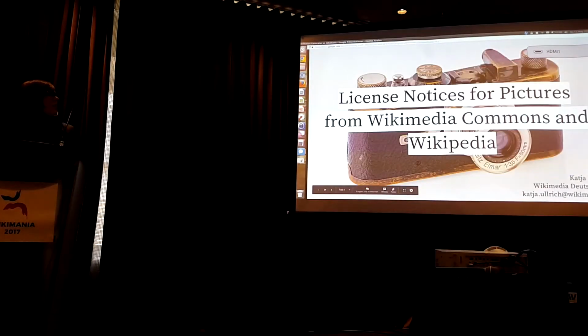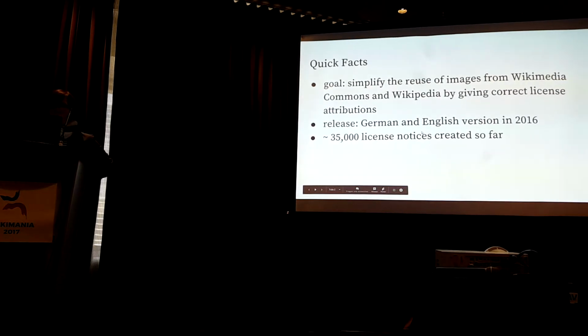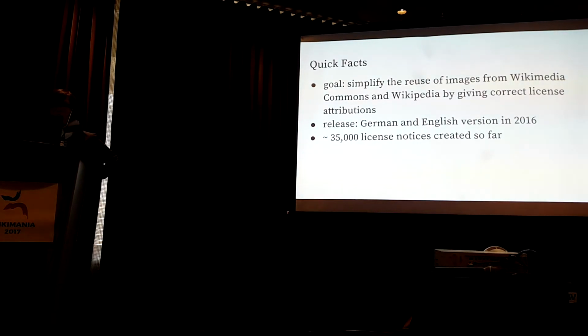So my talk's called License Notices for Pictures from Wikimedia Commons and Wikipedia. My name is Katja and I work at Wikimedia Deutschland. And we created the Attribution generator last year. Last year we released it in German and English. And its goal is to simplify the reuse of images from Commons and Wikipedia by giving correct license attributions.